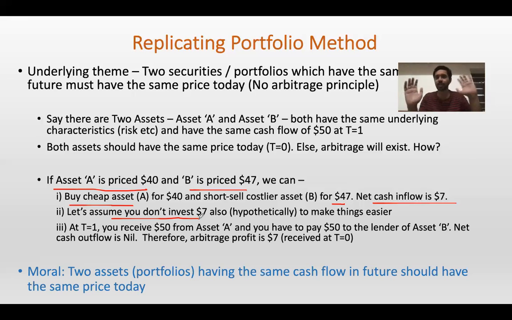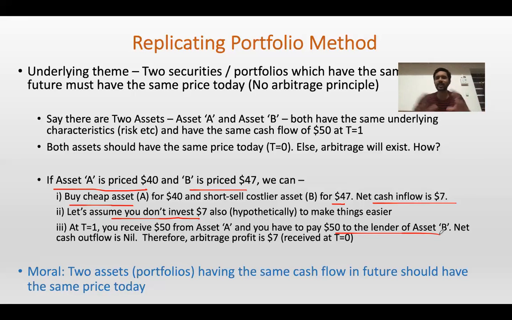Okay, so I have received $50, and next, the lender who actually lent me the security should have received the $50 if he had continued to own that asset, right? Now he has lent that asset to me. So ideally, I am supposed to pay him $50, which is nothing but the face value that the company would have paid him had he not lent the security to me. All right. So I have to pay $50, which is the face value of the zero coupon bond, to the lender of asset B. So at t equal to 1, I receive $50 with respect to asset A from the company directly, and I will have to pay $50 to the lender of asset B.